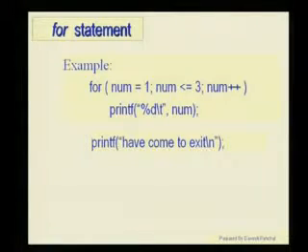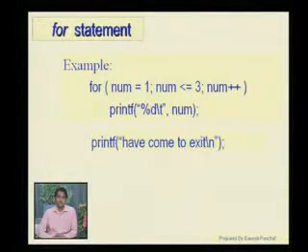This is another example of the for statement. Here you can see the counter variable number will be initialized to 1, and the condition is number is less than or equal to 3, and number plus plus. This means this loop will repeat 3 times, for 1, 2 and 3.